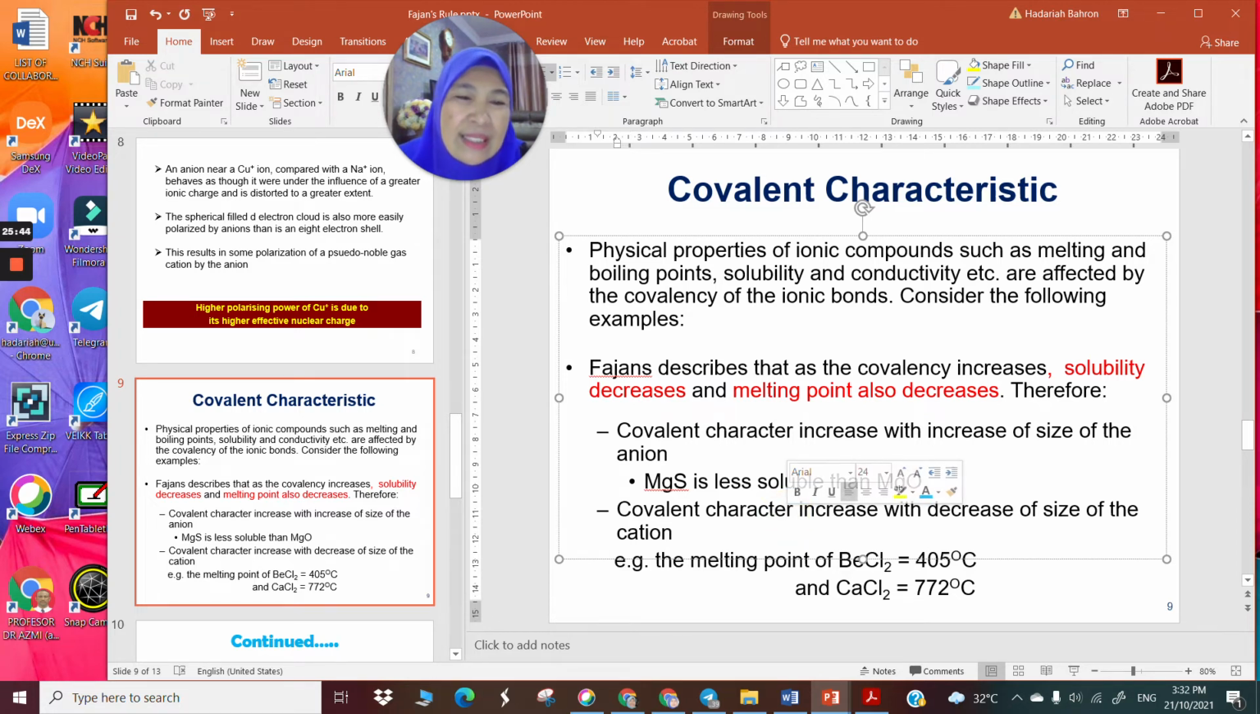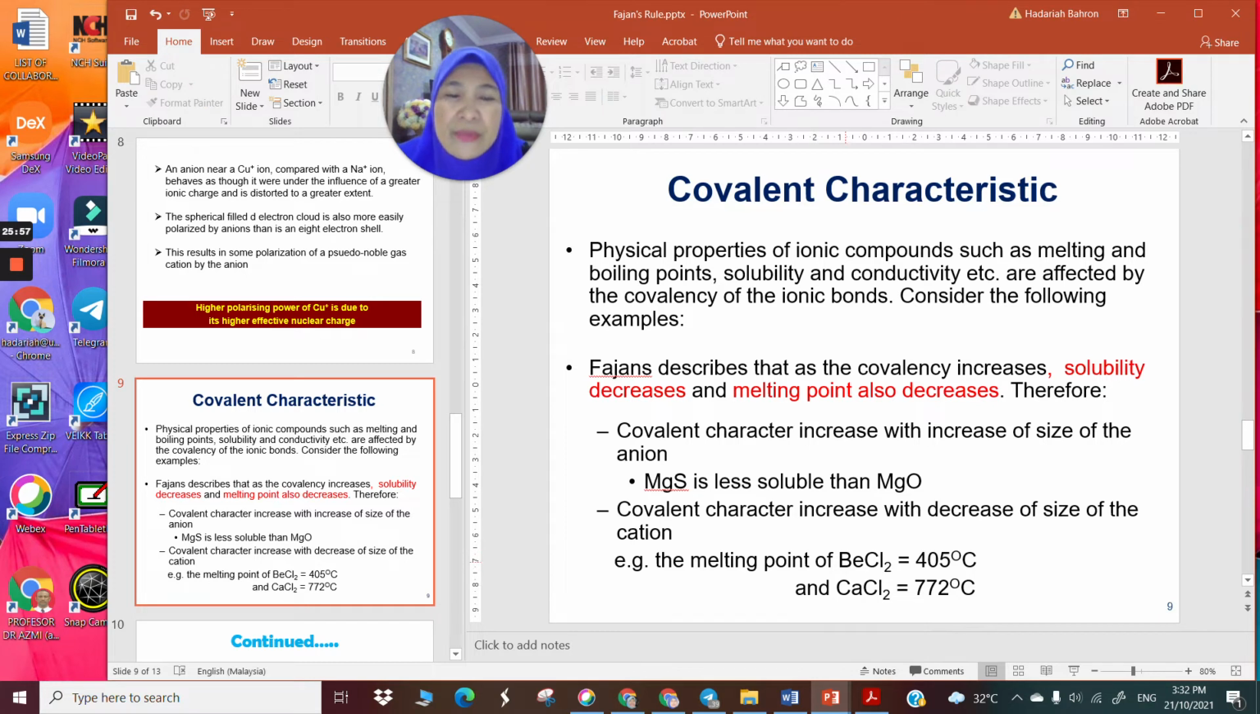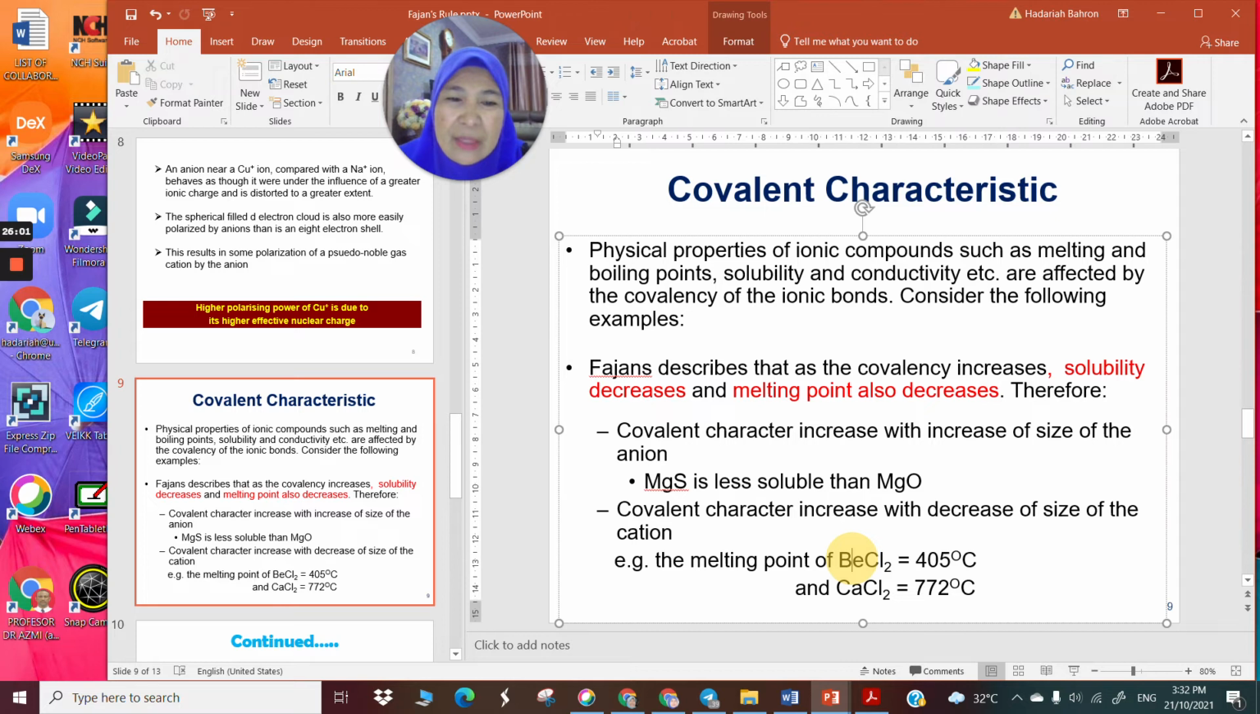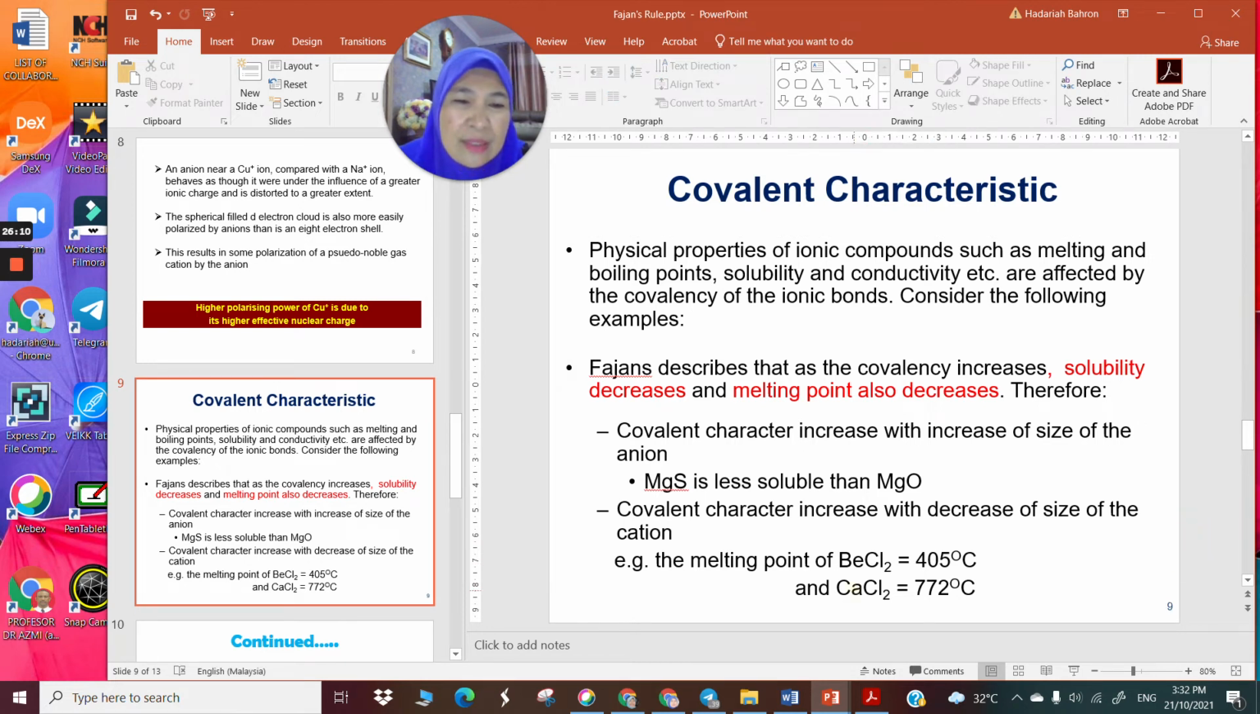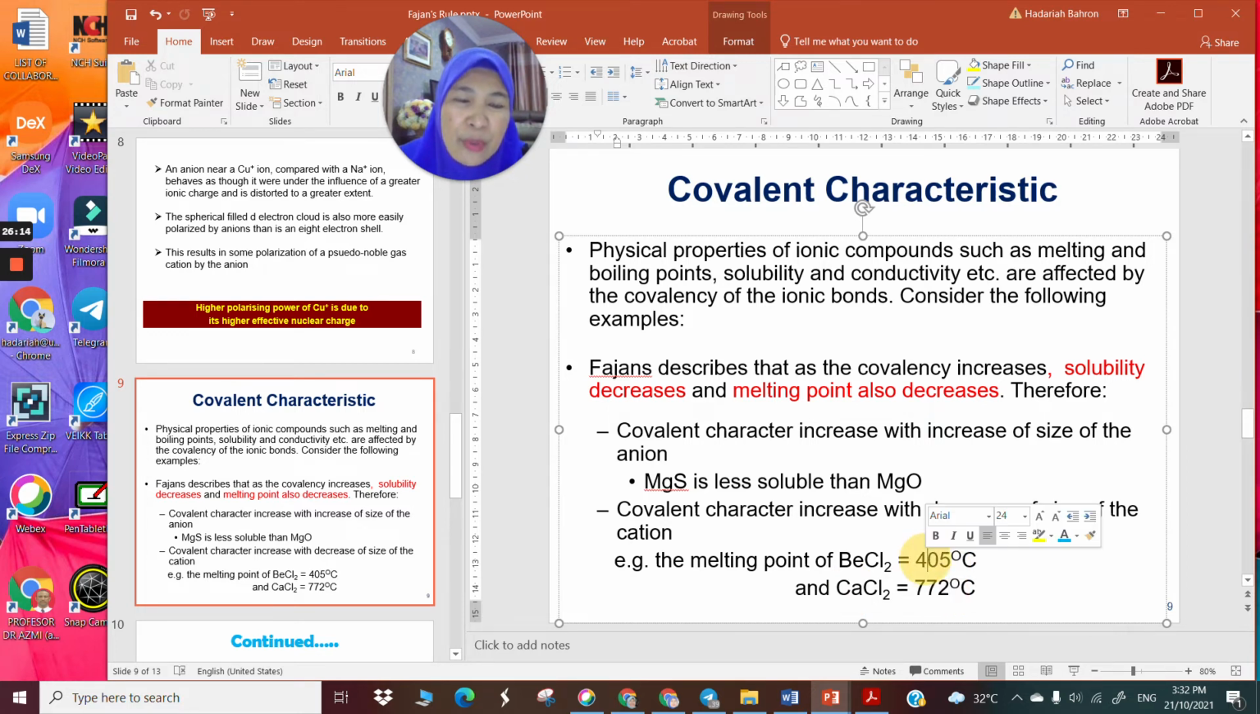And then another thing you look at is the melting point. Covalent character also increases with decreasing size of the cation. So when you compare beryllium chloride and calcium chloride, beryllium is obviously smaller than calcium. So you're going to find that the melting point of calcium chloride is higher than the melting point of beryllium chloride. That is saying that beryllium chloride is more covalent in character when you compare it with calcium chloride, because of the small size of the cation. That means it is more polarizing compared to calcium. Calcium is less polarizing. So less polarizing means more ionic. More polarizing means more covalent.